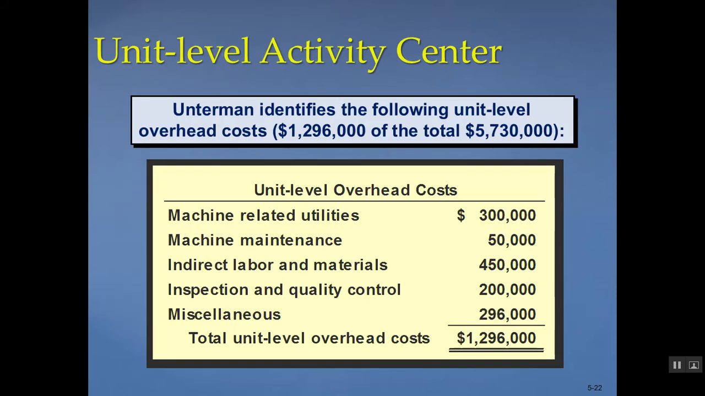So they identified the following unit level costs. So you can see that they've identified 1.296 million of the total 5.7 million here as unit level costs. So we have machine related utilities, machine maintenance, indirect labor and materials, inspection and quality control, and miscellaneous. So these are going to be our various activities that we're going to be looking at.